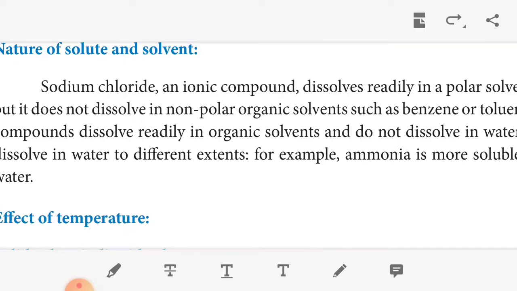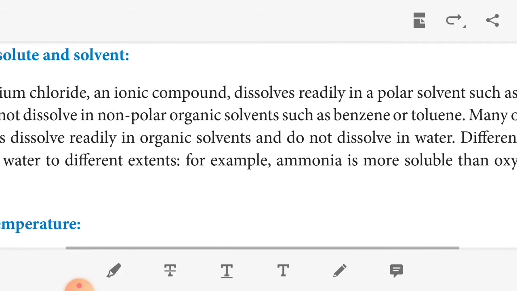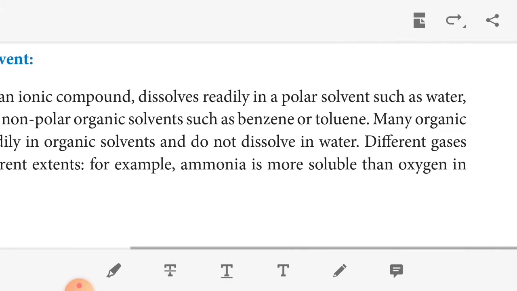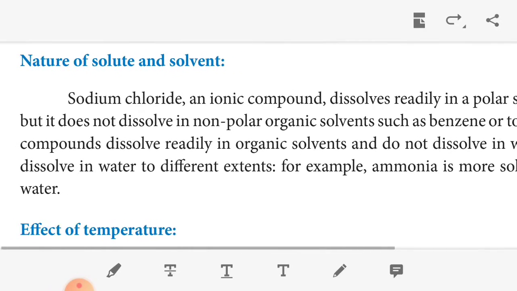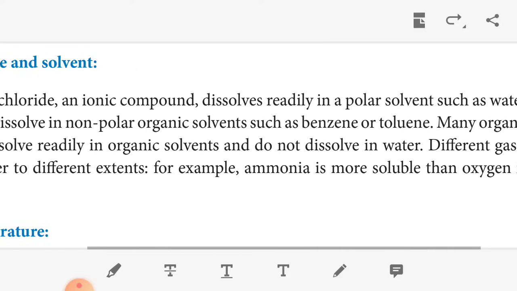Sodium chloride, with the formula NaCl, is an ionic compound because Na carries a plus charge and Cl carries a minus charge, as you know very well. So sodium chloride, an ionic compound, dissolves readily in a polar solvent such as water, but does not dissolve in non-polar organic solvents such as benzene or toluene.